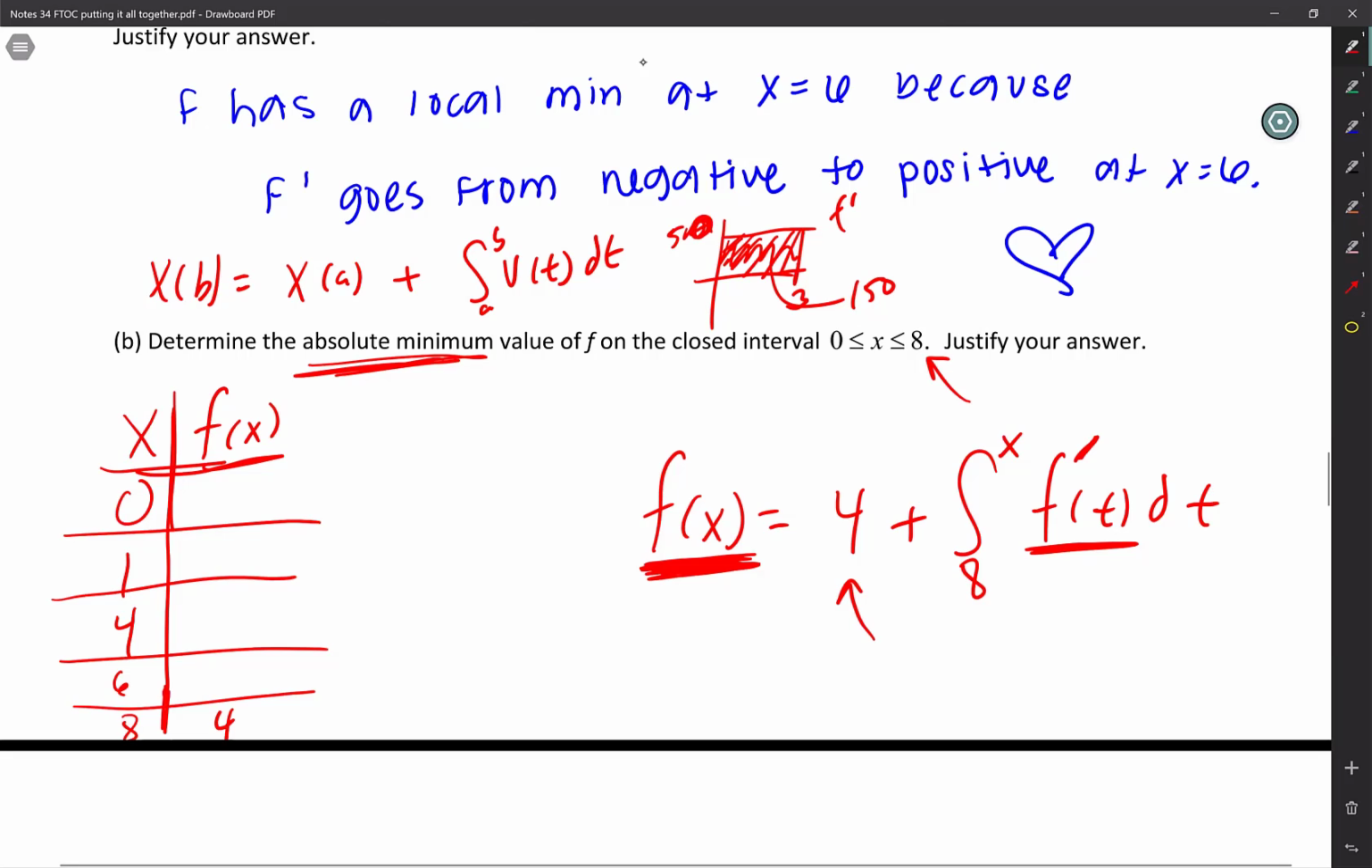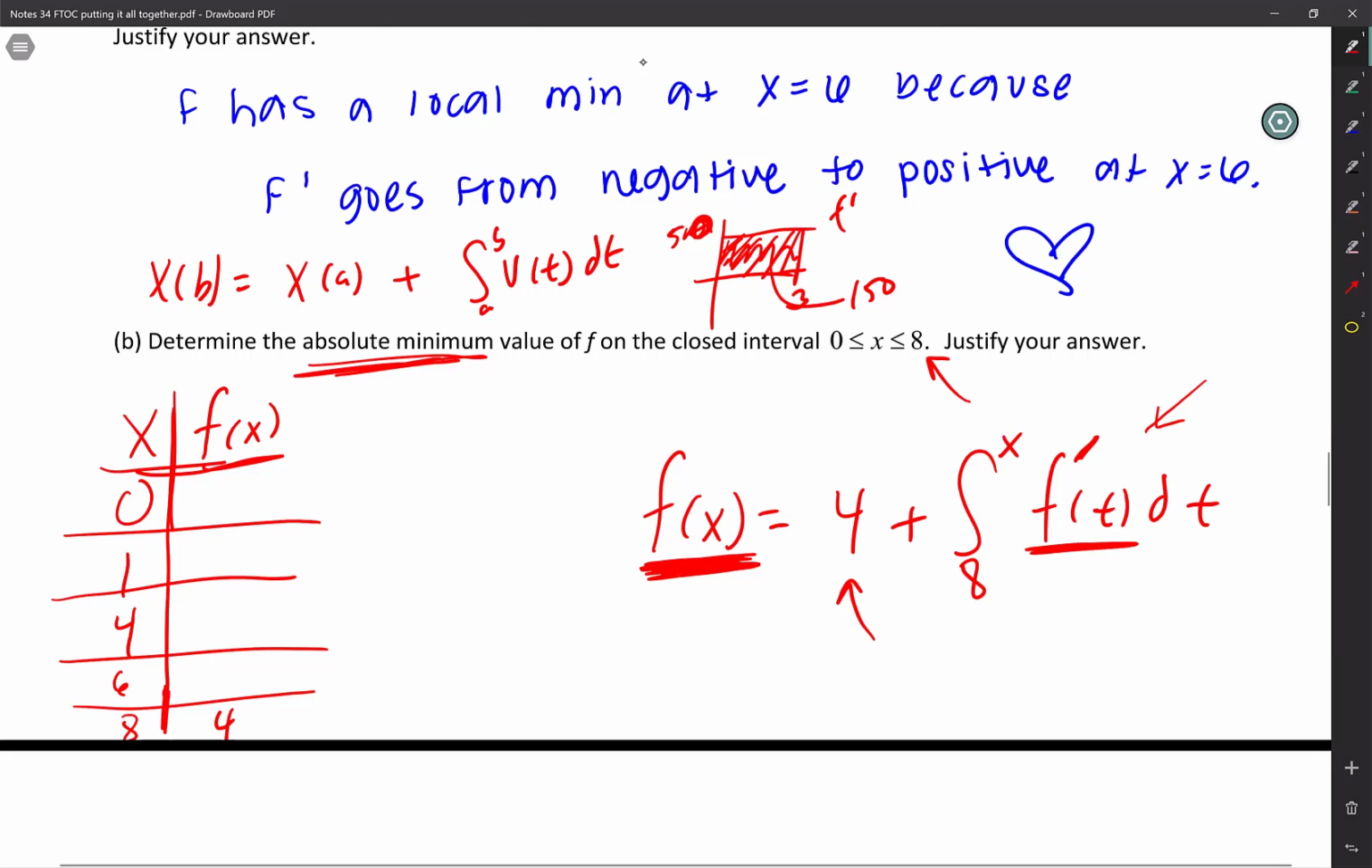What does the area under the curve tell you, though? How much what? The displacement? I don't know. Okay, it's a displacement. If F prime was velocity, it would be displacement. Since I have F prime, it just tells you how much F has changed. Wait, can you explain it one more time? Yes. Area under a velocity curve is displacement, but I'm just calling it F prime. So area under F prime tells us how much F has changed.